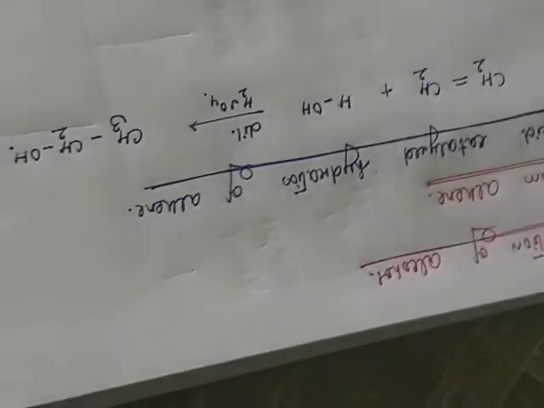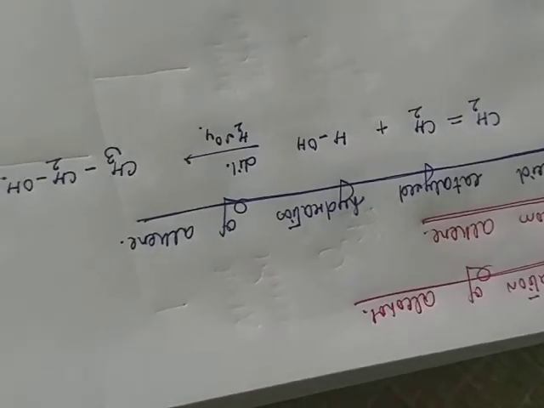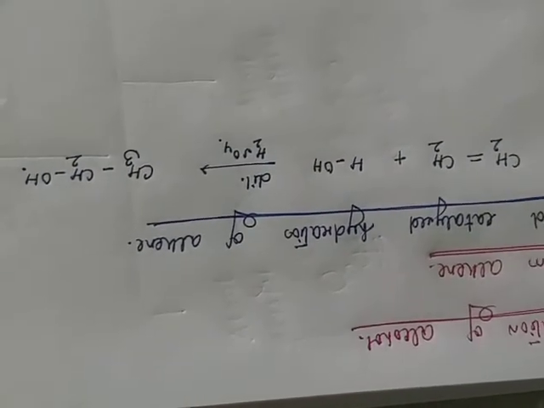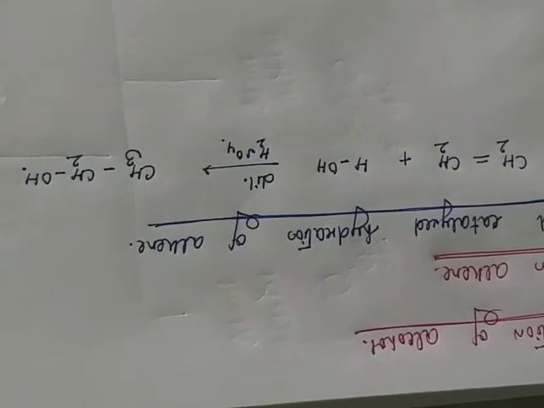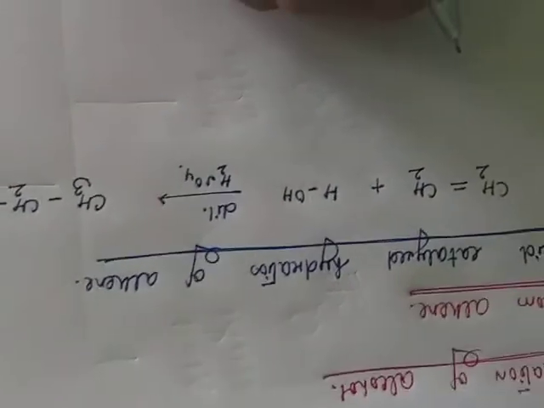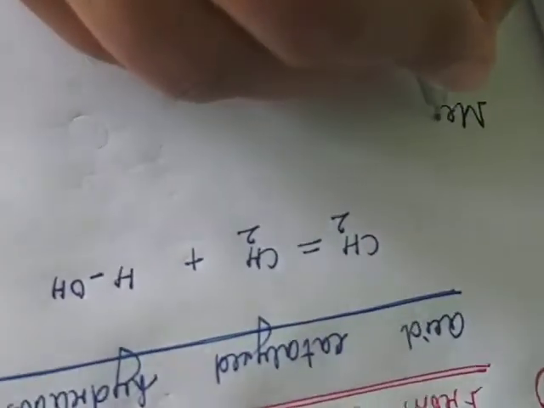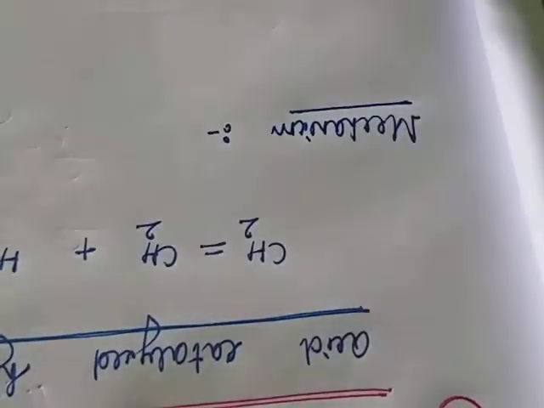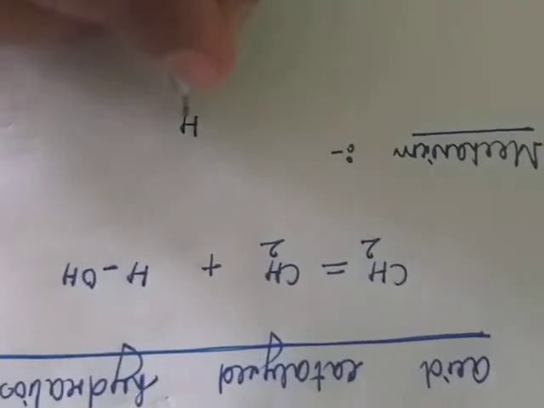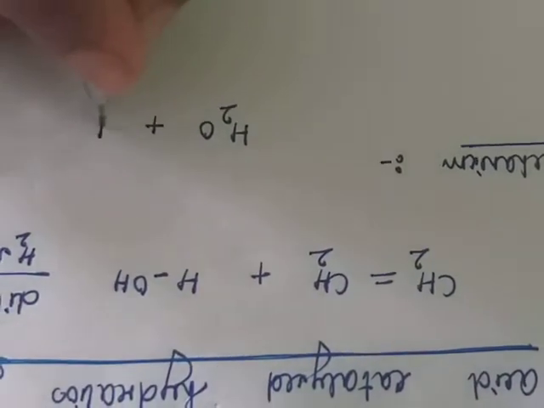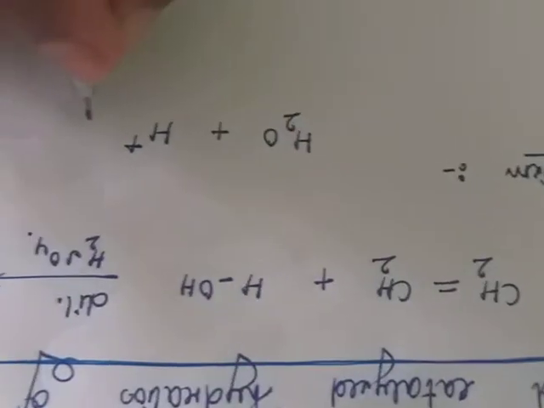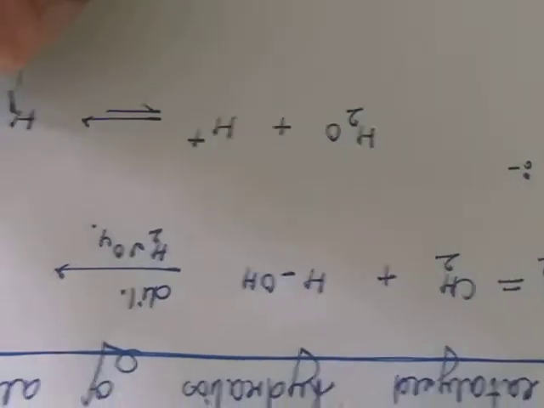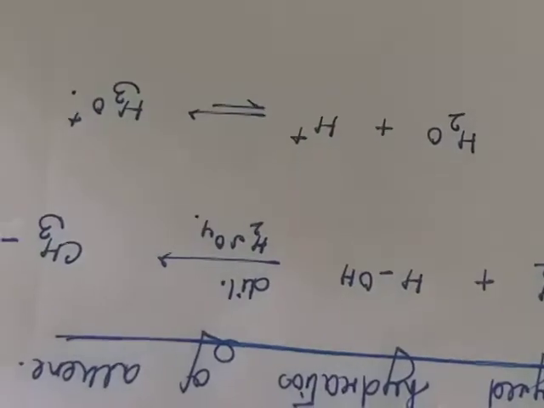It's obvious that this addition would be according to Markovnikov's rule, that is, hydrogen would be added to the carbon already having the larger number of hydrogens. So if we start with propene, we will get 2-propanol. The mechanism is shown as follows. In the first step, the water takes up H plus from sulfuric acid and forms hydronium ion H3O plus.